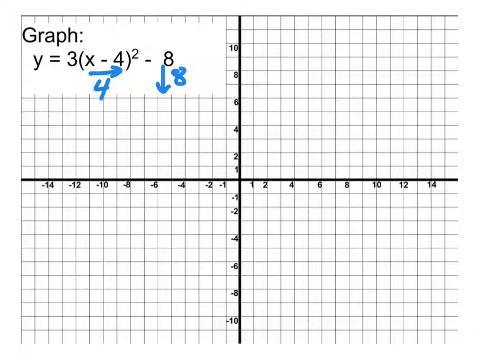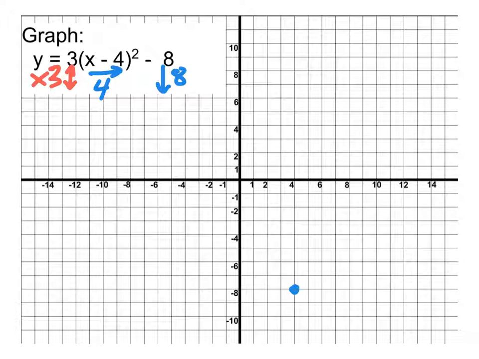That 3, just like the 2, is a vertical stretch. And so it's going to be stretching it up and down by a factor of 3. So I'm going to be multiplying how far I go up or down by 3. So let's actually apply that to make this graph. We know we go right 4 and down 8. That's where you put your first point. Go right 4, down 8 for your vertex.